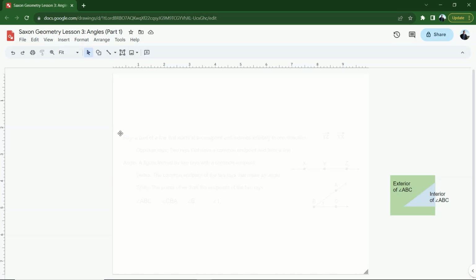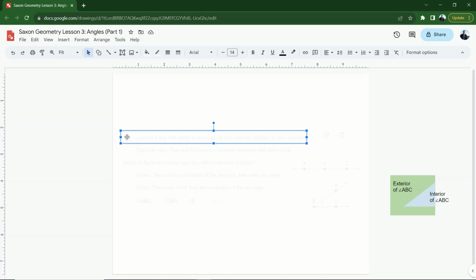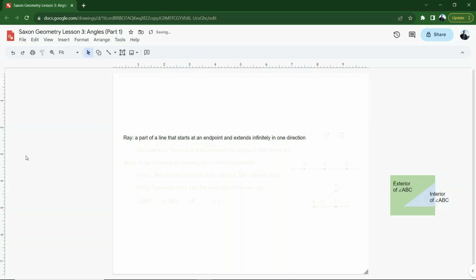But to understand an angle, the first word we're going to learn is not angle. The first word is ray. A ray in geometry is a part of a line that starts at an endpoint and extends infinitely in one direction. Now remember, this is different from a line in that a line extends infinitely in both directions. A ray only extends infinitely in one direction.